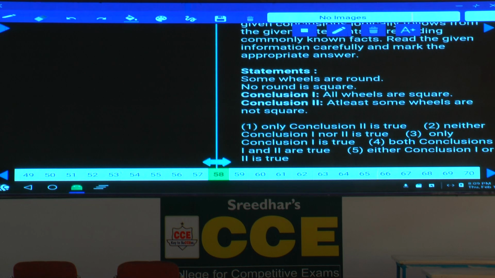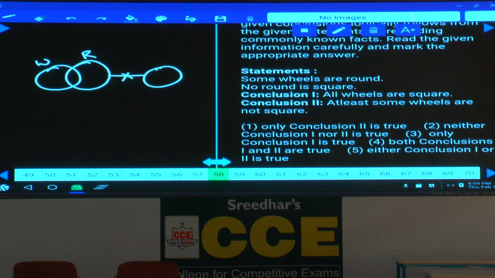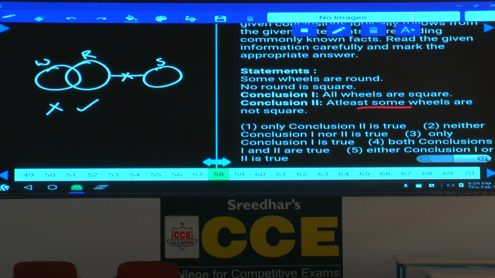Then 58, some wheels are round. Some of the wheels are round can be written like this, wheel and round. Some wheels are round and no round is a square. No round is a square can be written like this. Some wheels are round, no round is a square. All wheels are squares, that is false. And some wheels are not square. No wheel is a square, some wheels are not square is true. As the second conclusion is true, it is a negative conclusion.